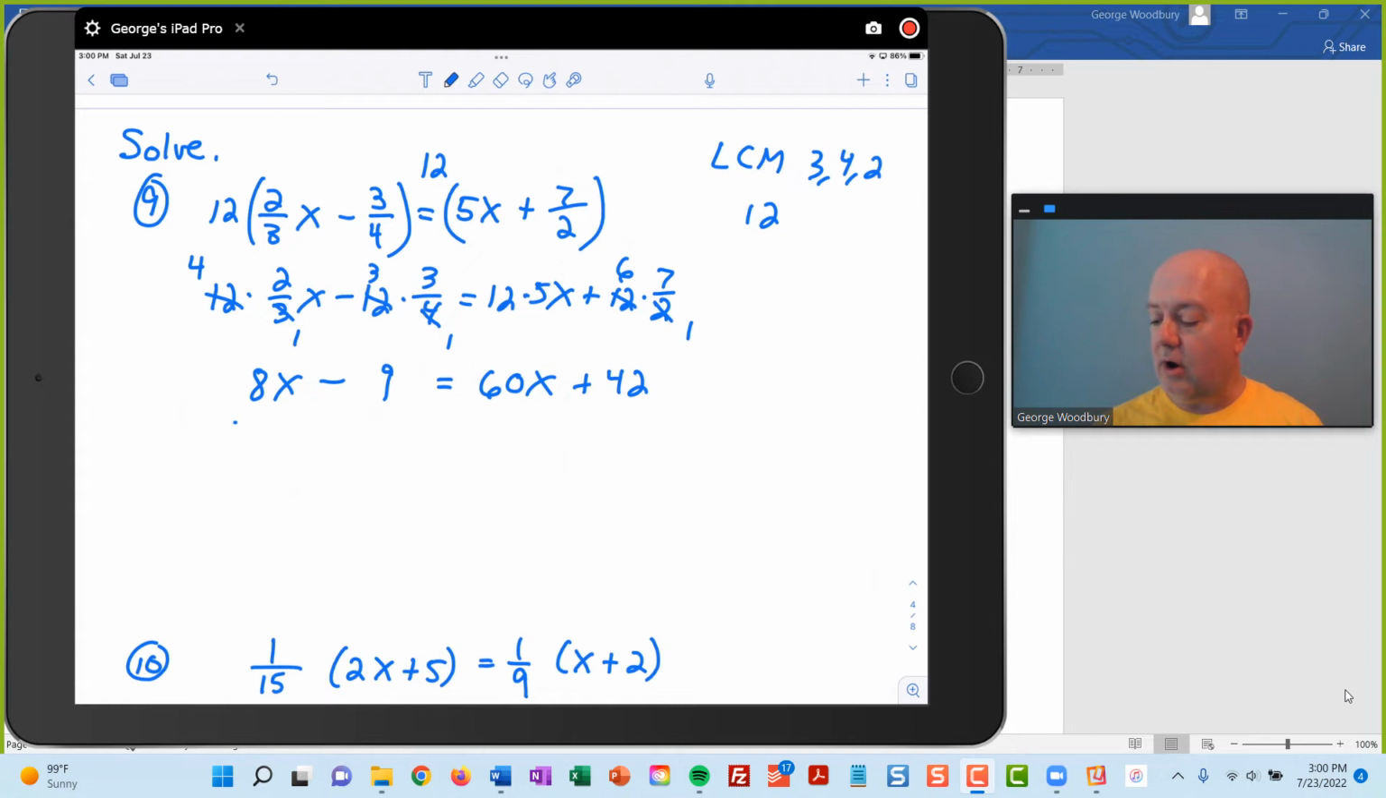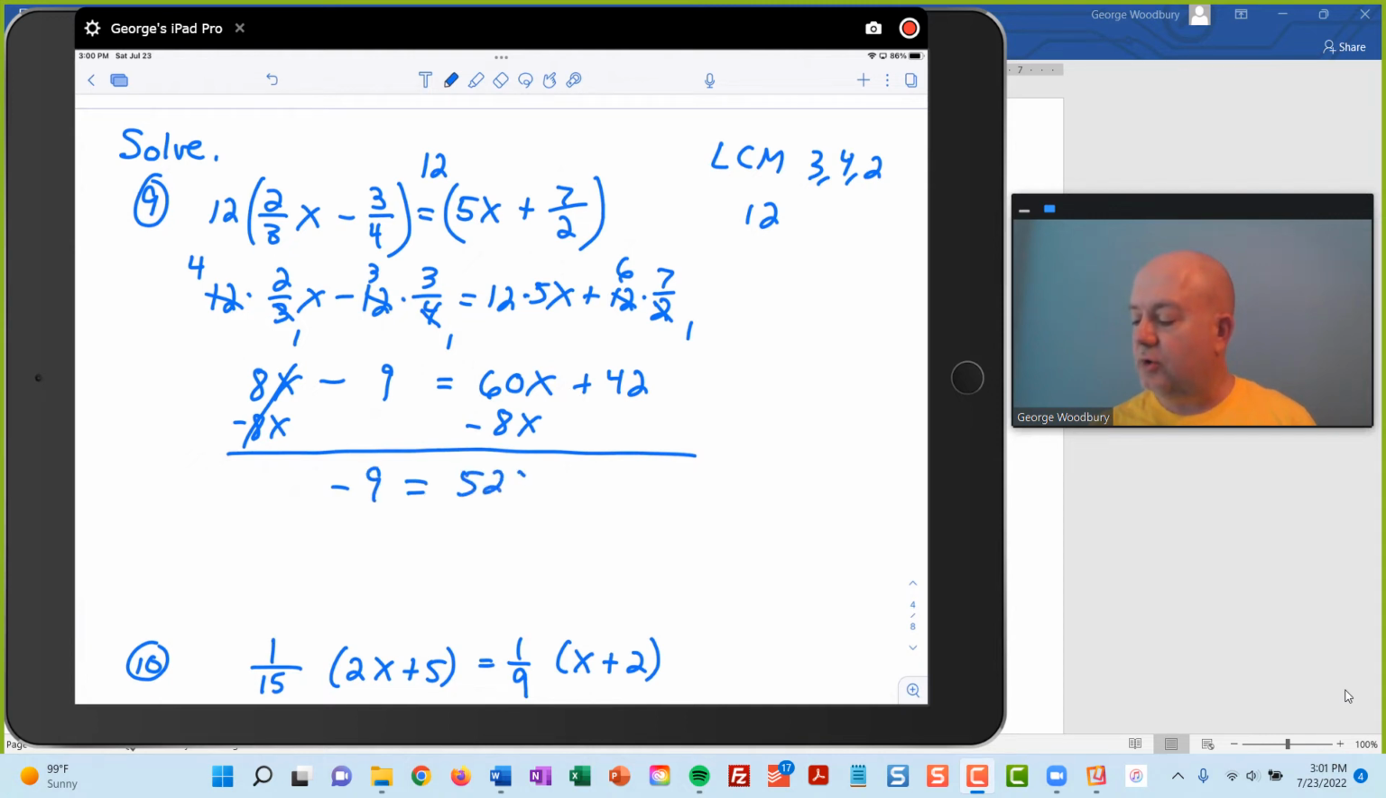I need to collect all the variables on one side. I'm going to subtract 8x from both sides. Again, the reason for that, 60x minus 8x is going to be a positive coefficient for the x term. Then when I divide, I don't have to worry about changing my sign. That leaves me with negative 9 equals 52x plus 42.